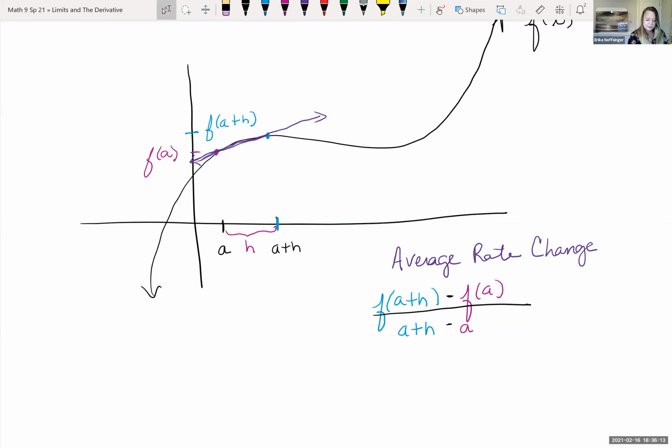If I simplify this, I notice that in my denominator I have like terms, a and negative a, so those cancel out. So reducing it, this is the same thing as f of a plus h minus f of a, all over h.